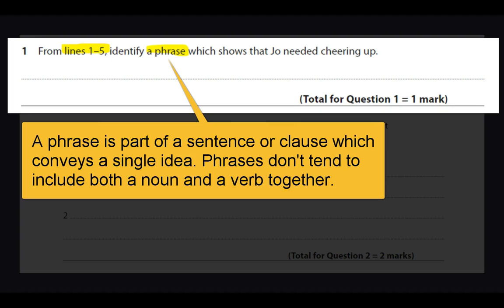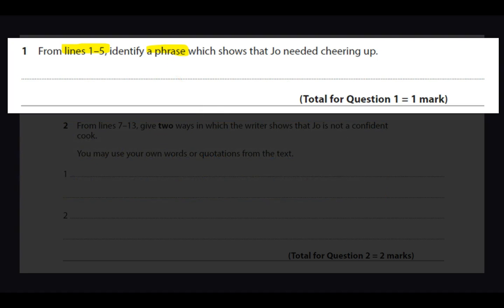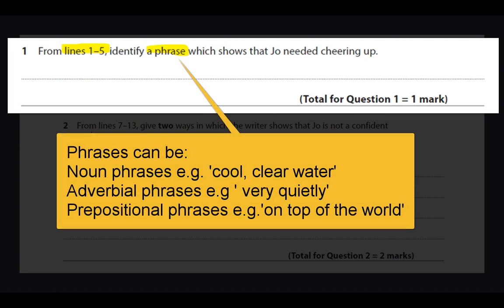Now the difference between a phrase and a sentence is that a phrase doesn't tend to include a verb. A phrase will be 2 or more words that convey a complete idea, but they are not a full sentence. They are part of a sentence or part of a clause. Okay, so if you're asked for a phrase, make sure you give a phrase and not a sentence.